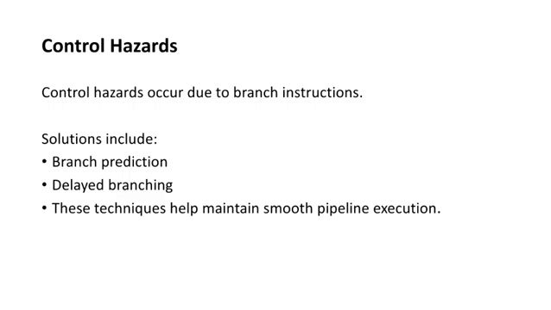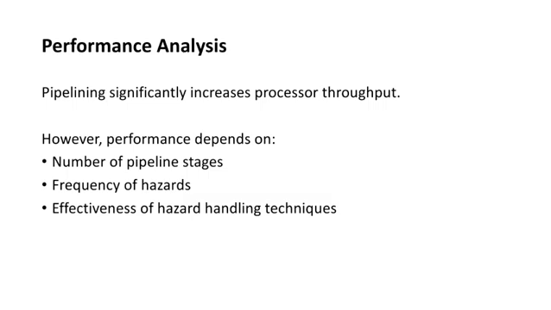Then we move to performance analysis. Pipelining significantly increases processor throughput. However, performance depends on the number of pipeline stages, frequency of hazards, and effectiveness of hazard handling techniques.